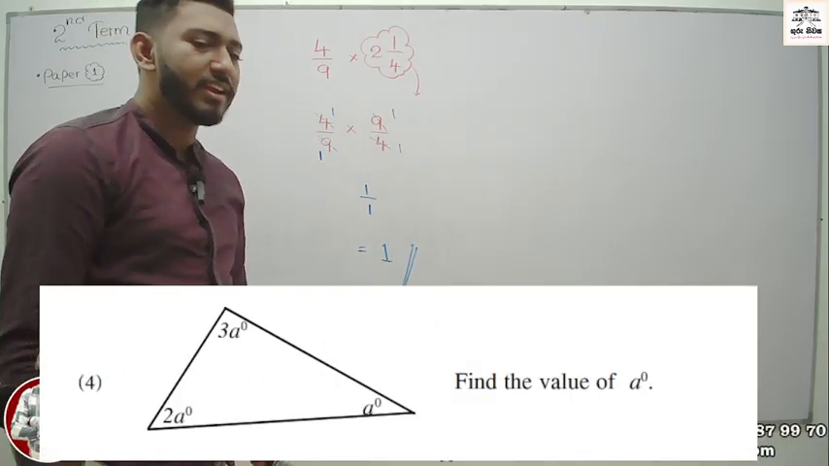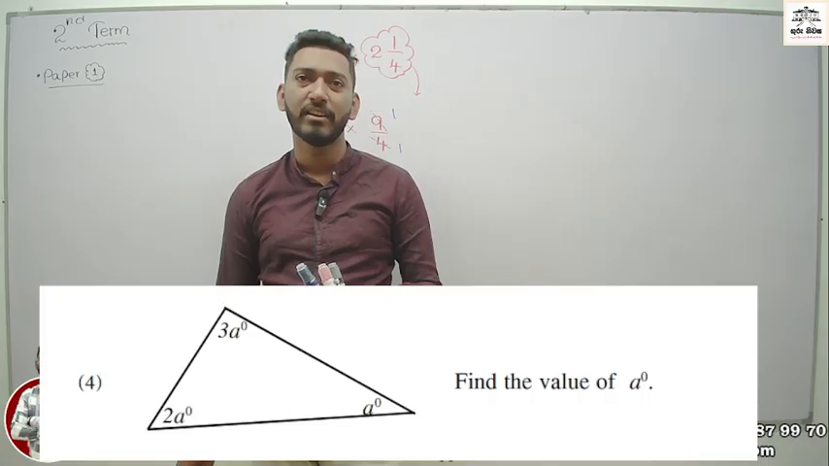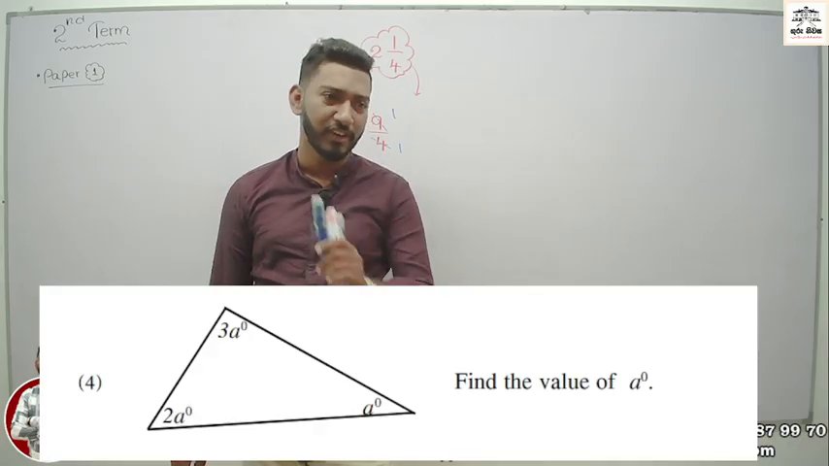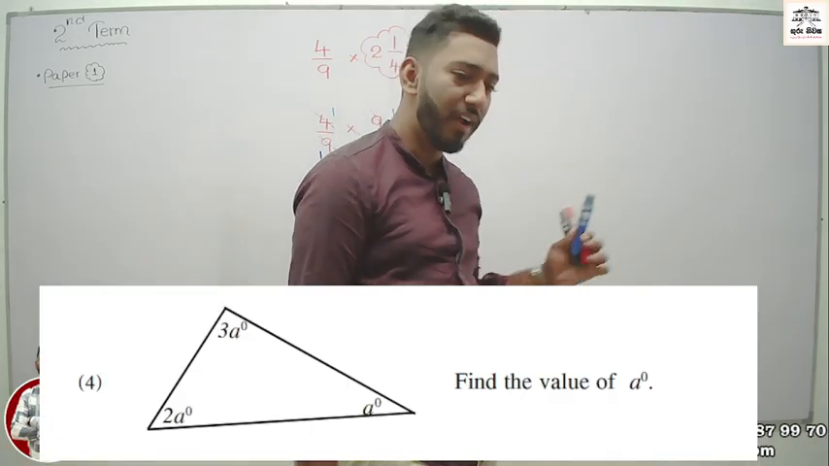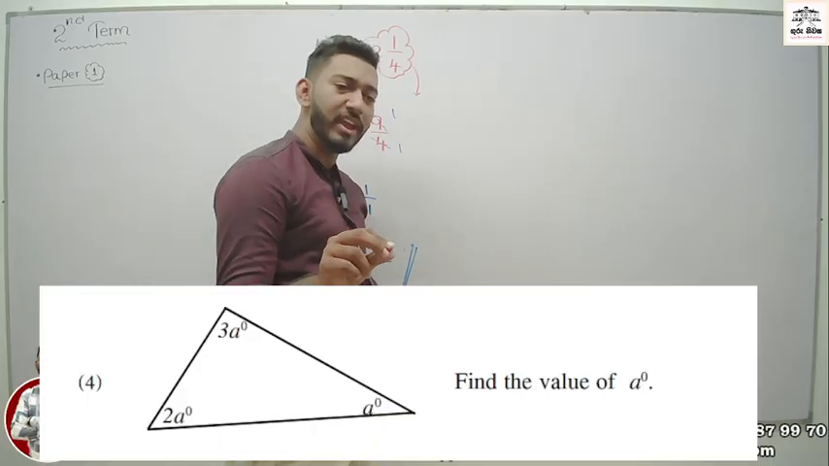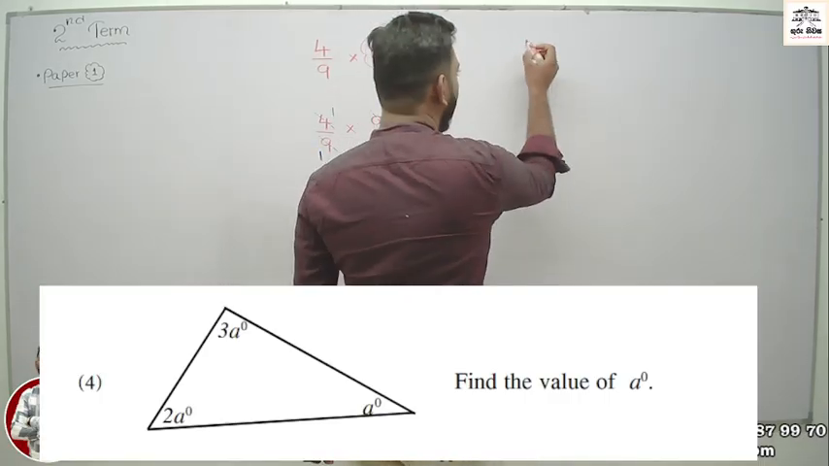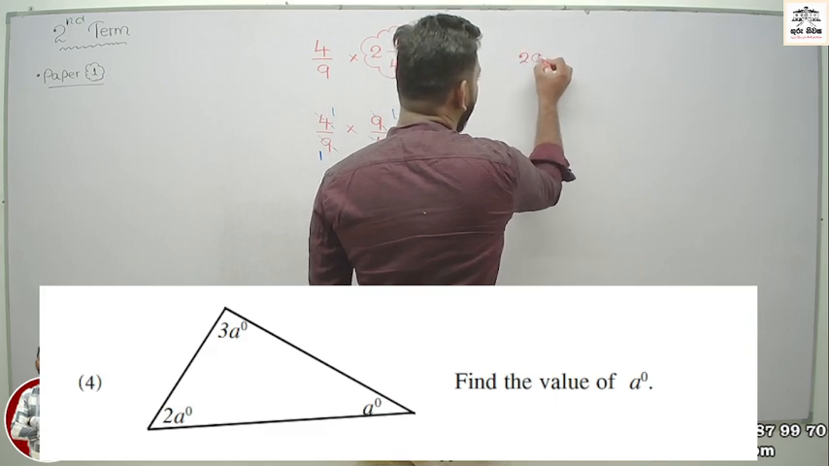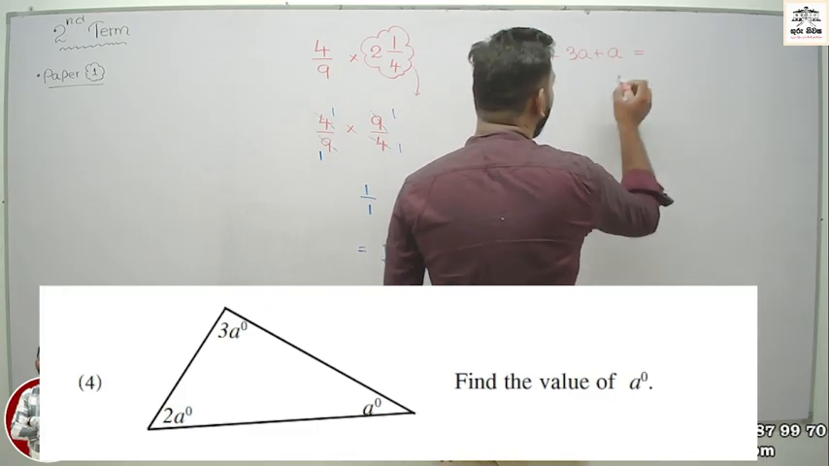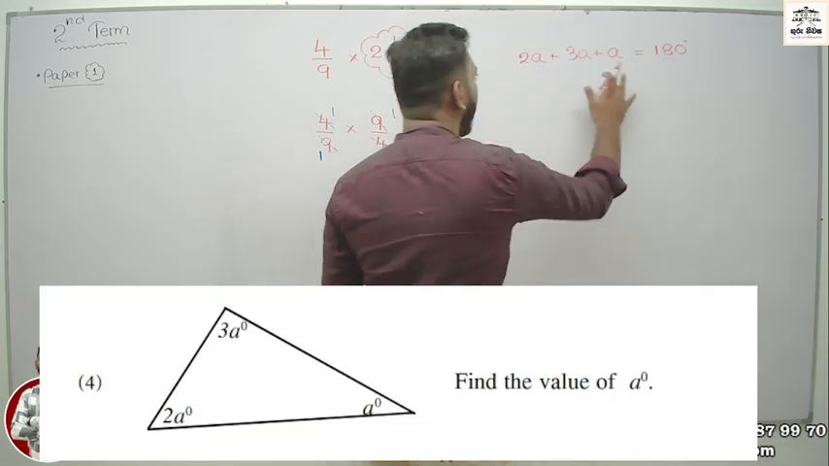Question number 4. Tell me the theory. We know the sum of the angles in a triangle. What is the value? Who remembers? Children, what is the sum of the three angles in a triangle? 180. Therefore, you can write the equation with 2a, 3a, and a. We write 2a plus 3a plus a, and it should equal 180, because the sum of these three angles should be 180.